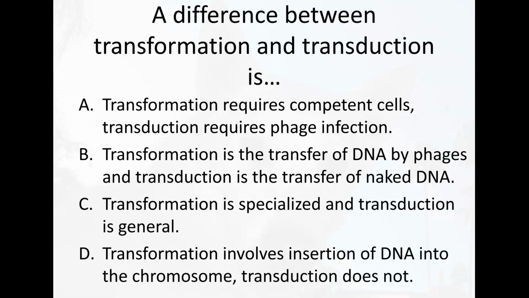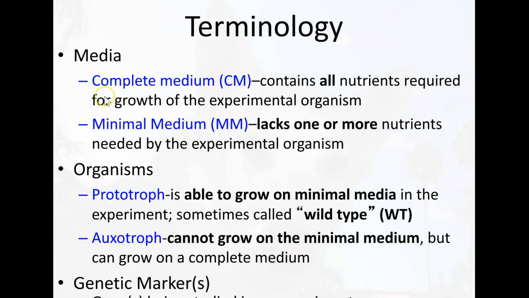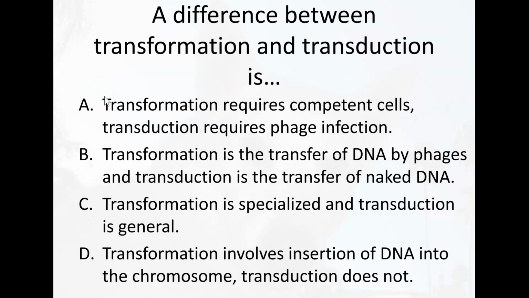Okay, let's see here. Let's start from the bottom up, and let's not talk just about the right answer. Hopefully you could see straight away that the correct answer is A, but let's start at the bottom with answer letter D, and talk about why these aren't correct, just as a nice little review. Transformation involves the insertion of DNA into the chromosome, while transduction does not. Well, they both require this, right? Remember, transformation and transduction are both types of recombination. In order for that to occur, that DNA has to be a part of the new organism.